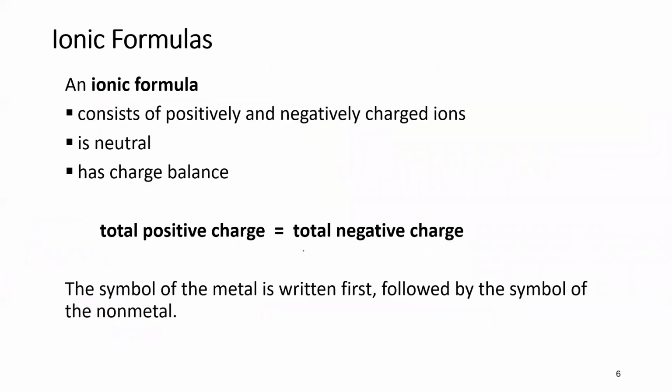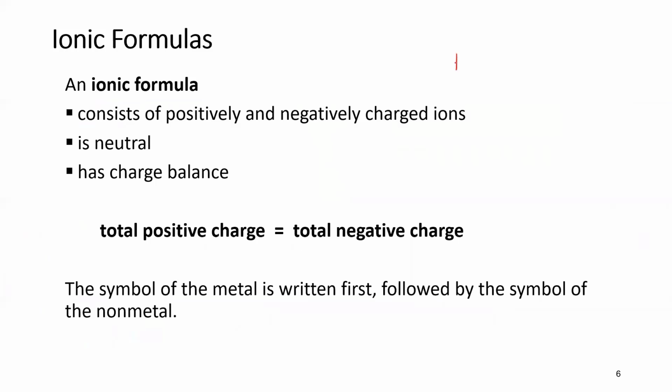So with ionic formulas, we got to realize that we have positive charges and negative charges, but the overall compound is going to be neutral. So you have to have the charges balance. The positive and the negatives have to equal each other, right?